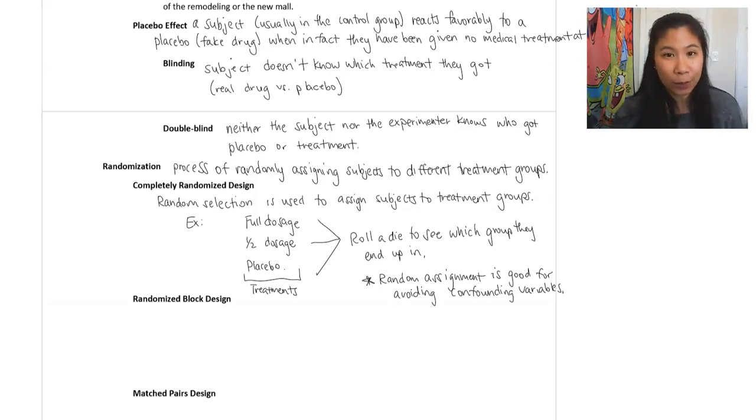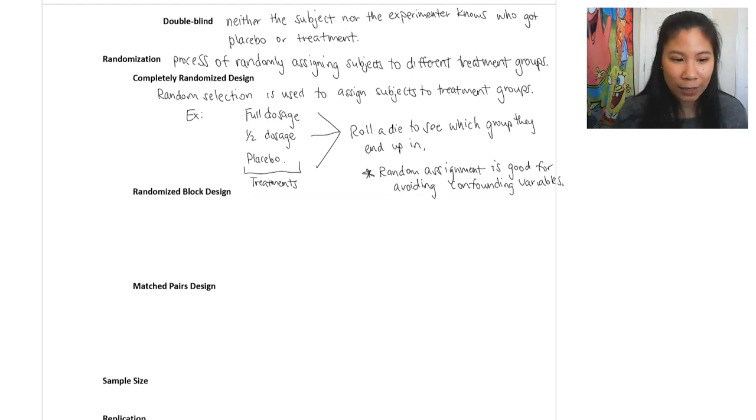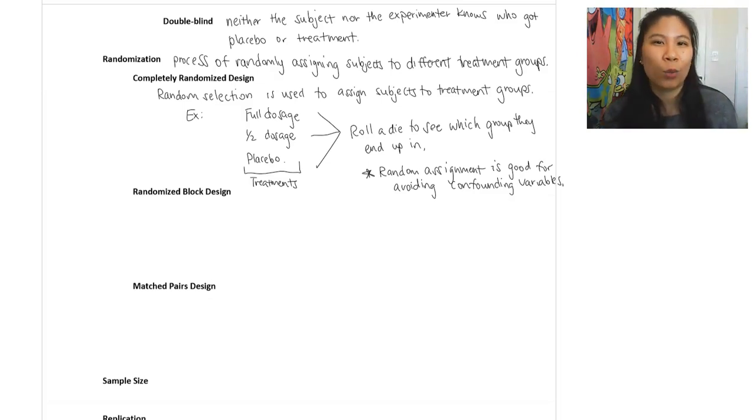Okay, the next method is a randomized block design. Again, the whole point of randomization is to try to get rid of confounding variables. A randomized block design is basically saying, we already know there's going to be a confounding variable, so I'm going to separate that out right away.